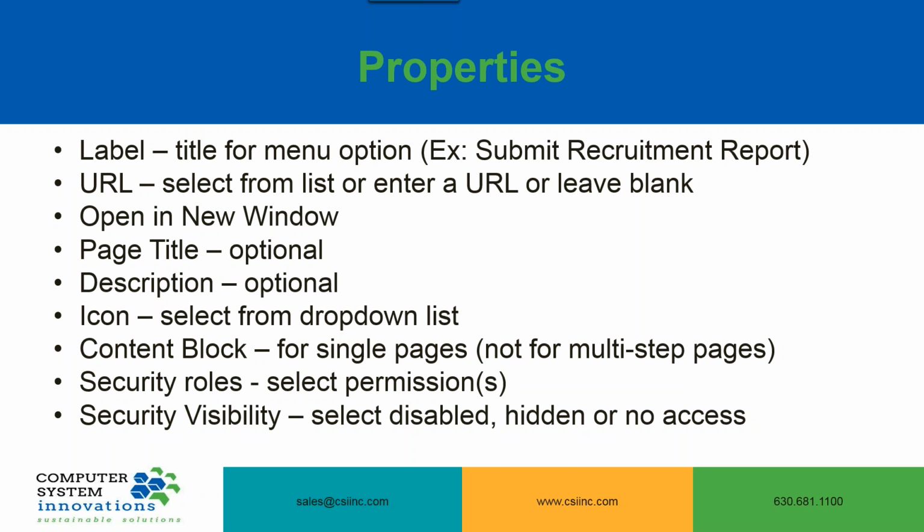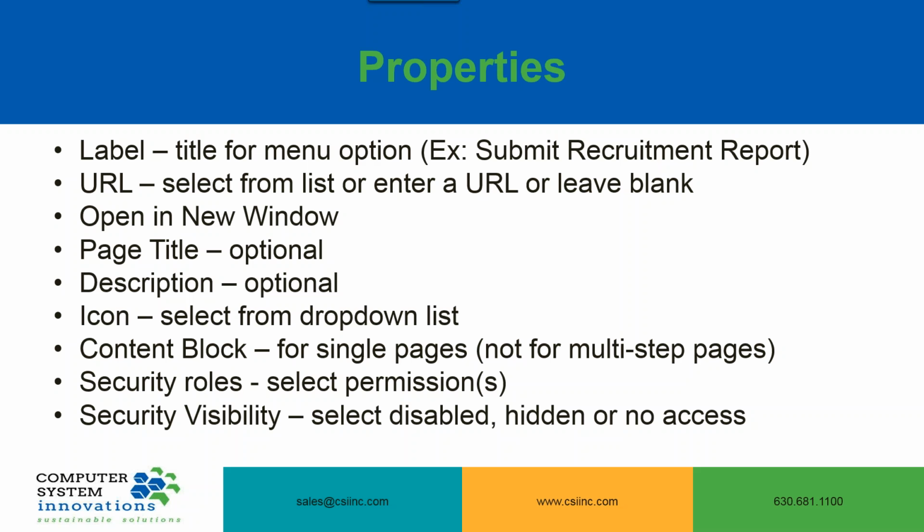You can give the node a page title and description, but these are optional. You can also select an icon for the node if desired. This is an image that will appear next to the node and is usually indicative of what the node will do. For example, you may place a $ sign by the financial statement menu item.